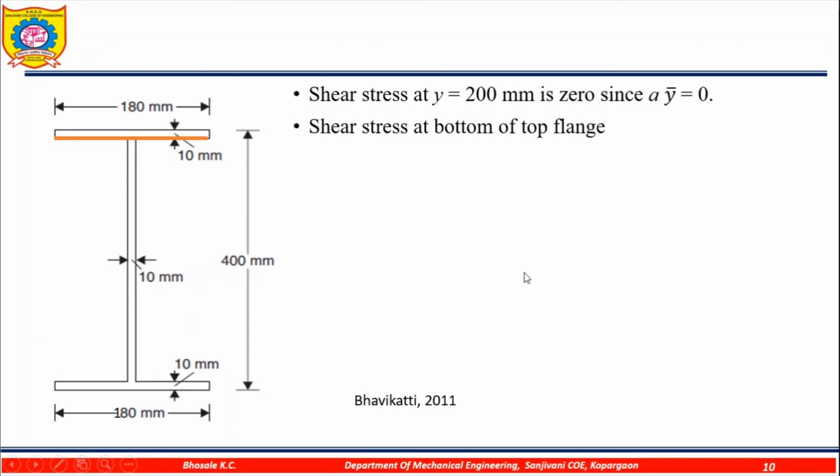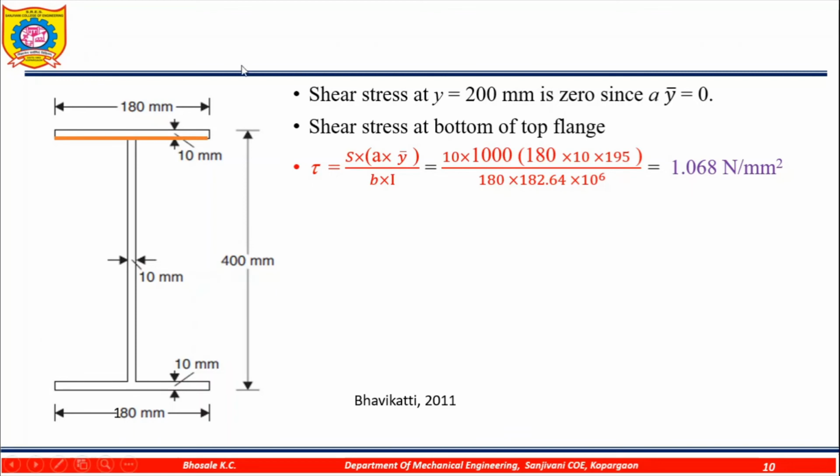So the shear stress at the bottom of the top plate, tau, will be equal to S A Y upon B I. Here S is taken as 10 kilonewton. Then the area is 180 into 10, this is the part we consider about that point, into 195. Upon the width, which is 180 at that point, into I of the section. So from that we can find the shear stress using the moment of inertia of the section.